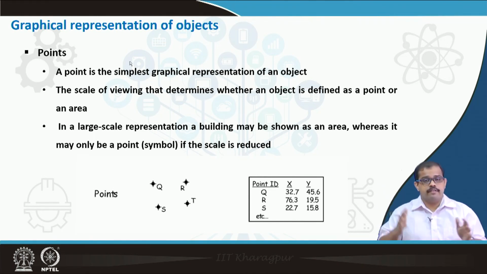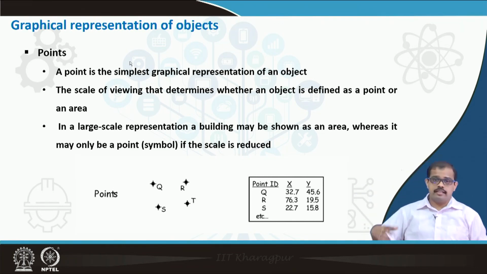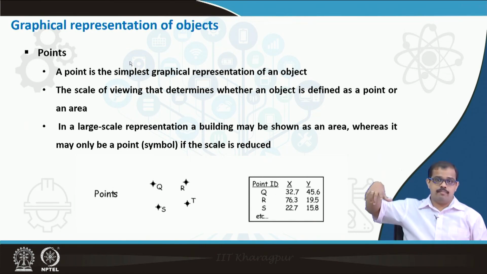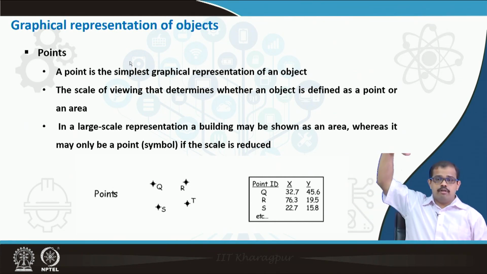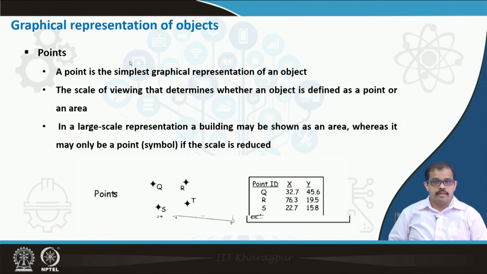It depends on the scale. If you are looking at the entire campus of IIT Kharagpur, and then I focus only on a particular building and try to map it, maybe 3-4 buildings, then it becomes a large scale map. You have every piece of information about those 4 buildings, so this can be represented as a polygon, whereas if you are looking at the entire IIT Kharagpur, each of these buildings is nothing but a point. So that is represented as a point.